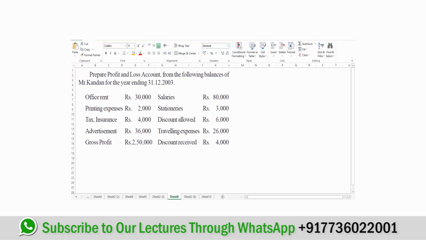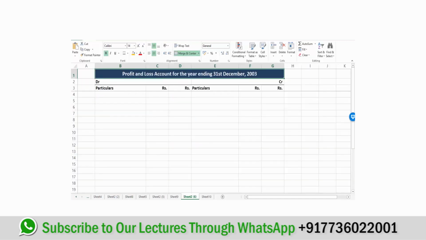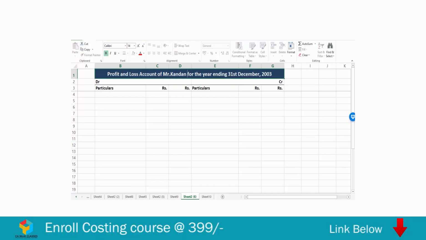So let's get into the structure. So here we have profit and loss account. Let me add the name. Here we have profit and loss account of Mr. Kandan for year ending 31st December 2003. So let's go to the question. So ensure you have this format, debit and credit. You can also go by vertical format, in which case it will be a little different.